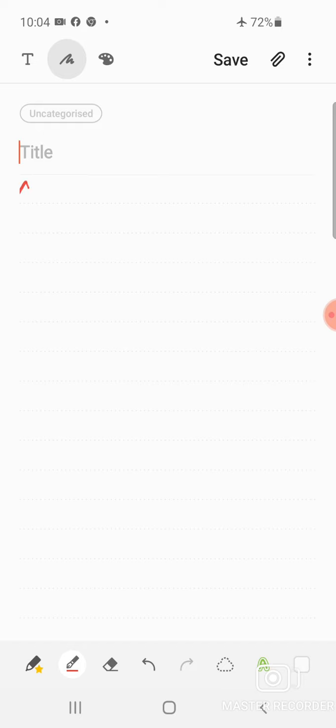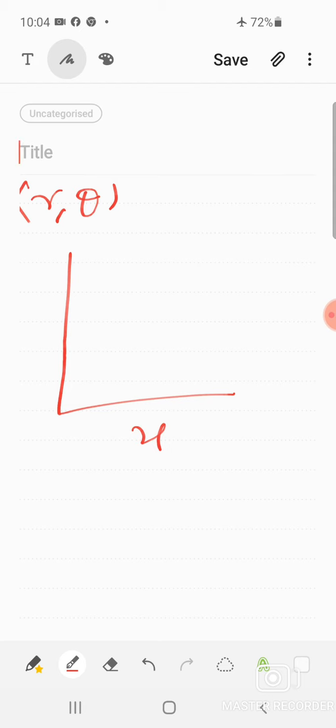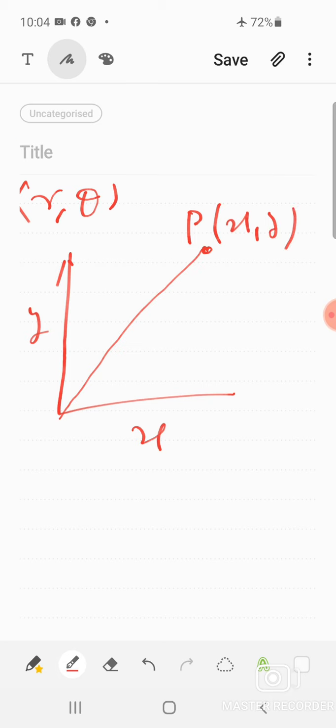Let r and theta be the polar coordinates. Let this be the x-axis and this be the y-axis. Let at any instant the particle be at the point P, having the Cartesian coordinates x, y, making an angle theta with the x-axis, and having the position vector r.